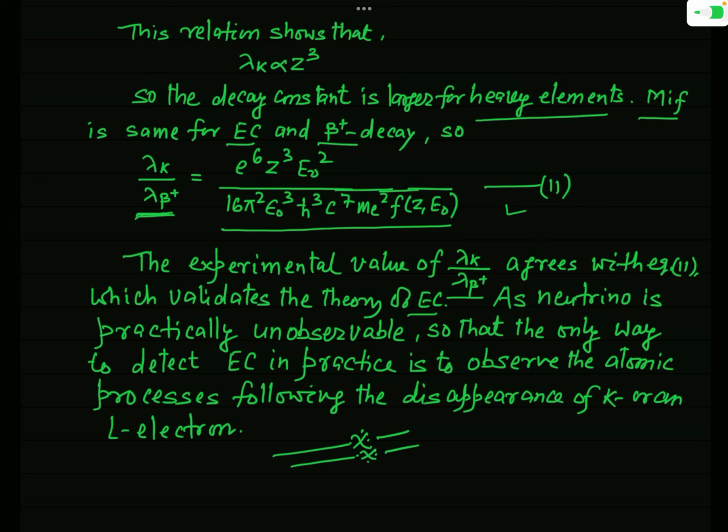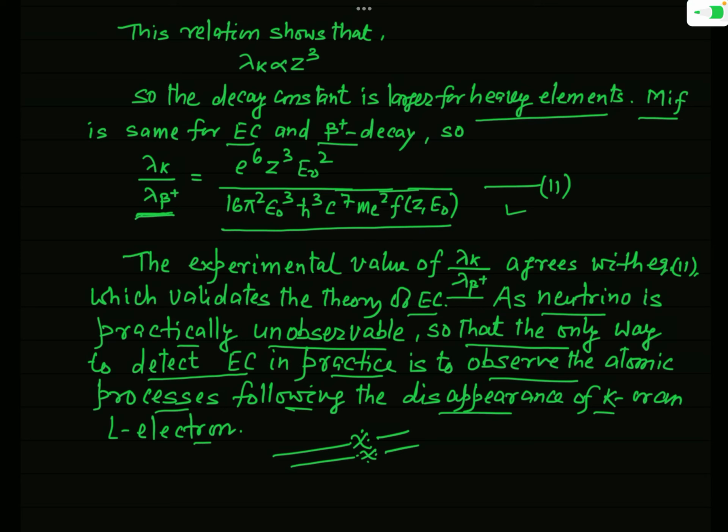So I have mentioned here that as the neutrino is practically unobservable, the only way to detect electron capture in practice is to observe the atomic processes following the disappearance of the K or L electron. It means when we observe that the electron present in the K cell or the L cell has disappeared, electron capture has taken place. So this is the basic theory of electron capture.